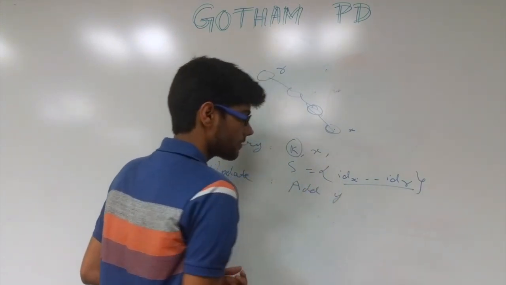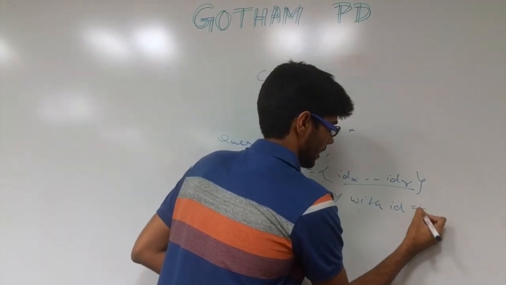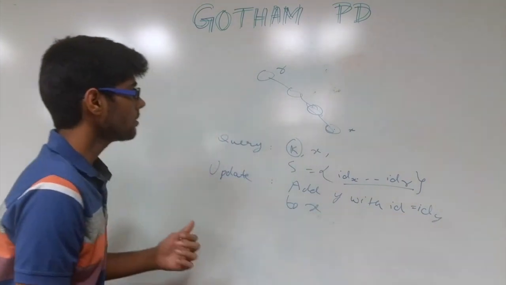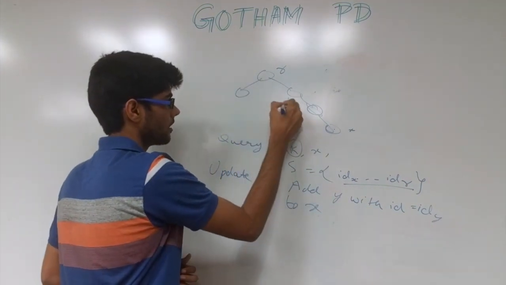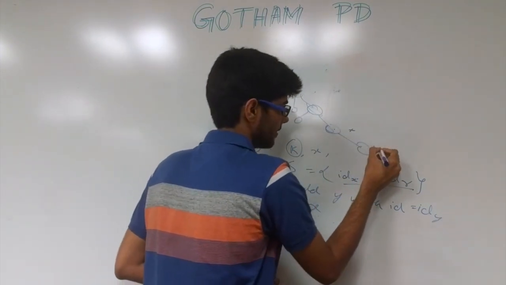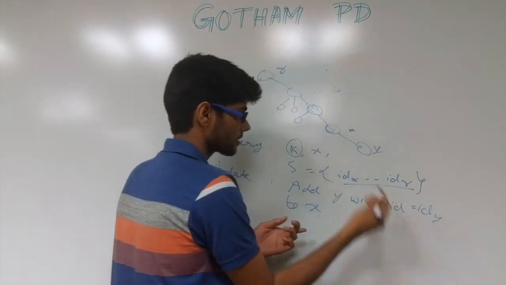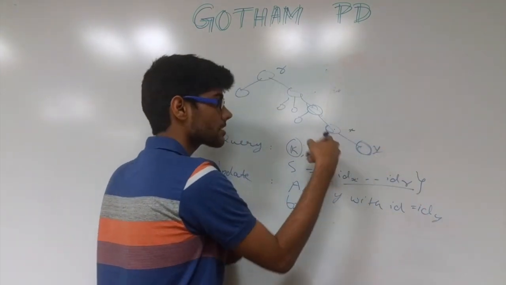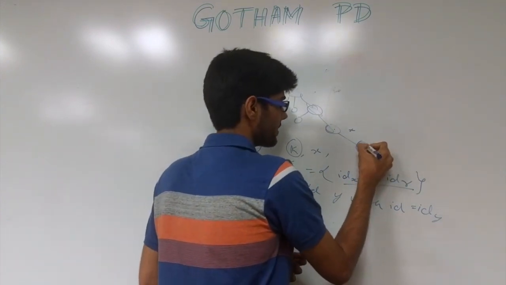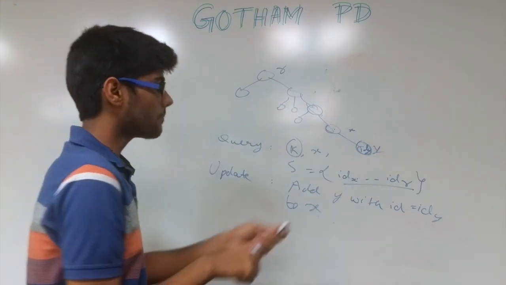That is the query, and the update is: some node y with id y, suppose 2x. So we have some structure, and now we are asked to add this node y to the structure. Add y to x, which says that x is the parent of y, and the id of this node is id y. So we are given the id of the node we have to add and the parent of the node we have to add.